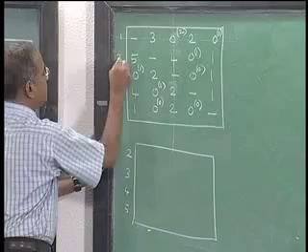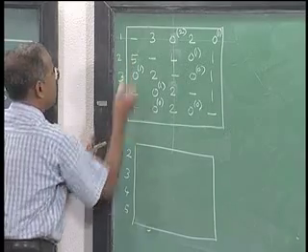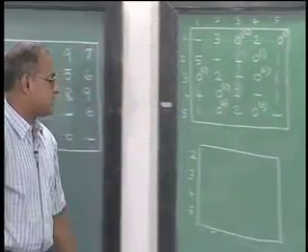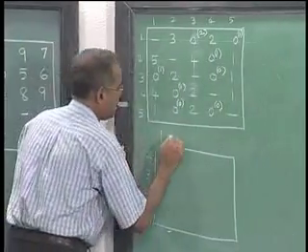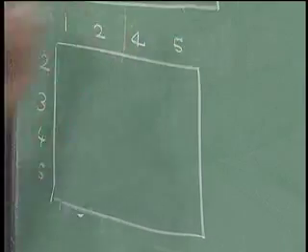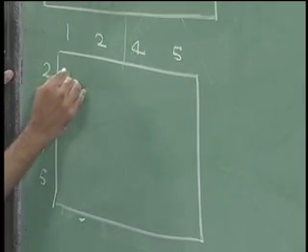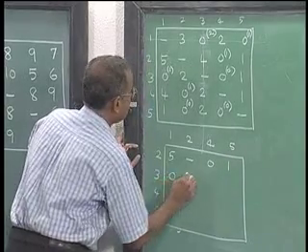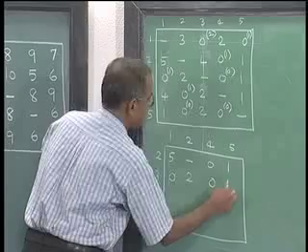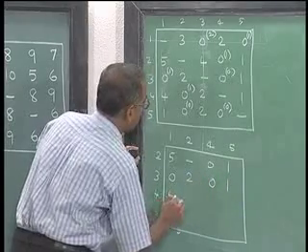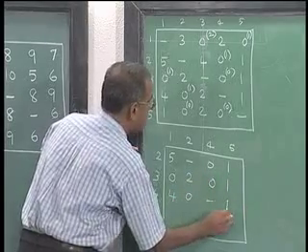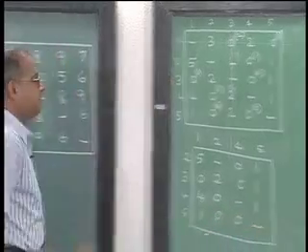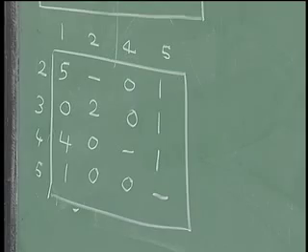Remember, this has 1, 2, 3, 4, 5 and 1, 2, 3, 4, 5. So, this has 2, 3, 4 and 5 and 1, 2, 4 and 5. So, you get 5 dash 0 1, 0 2 0 1, 4 0 dash 1, 1 0 0 dash. This is what we have here.